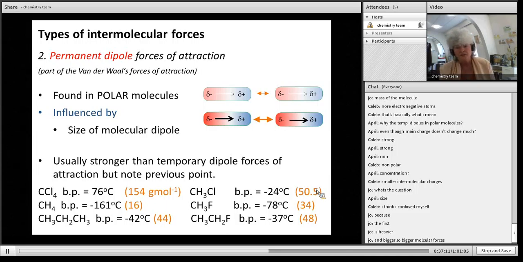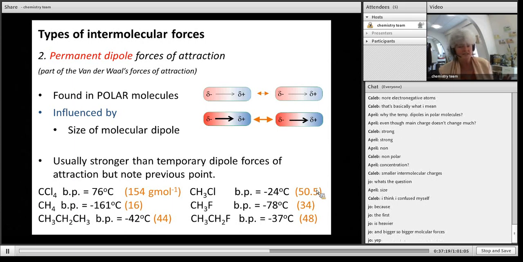So Joe, the bigger the molecule, the bigger the temporary dipole force of attraction. Not just any one; it's always the temporary one. Okay. The same thing here with CH4, non-polar, but it's very light. It's only 16. Okay. Take it to CH3F.